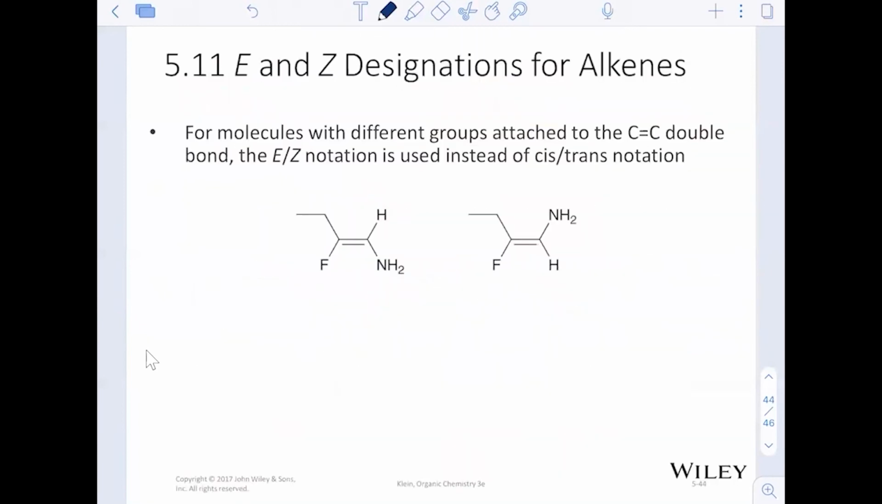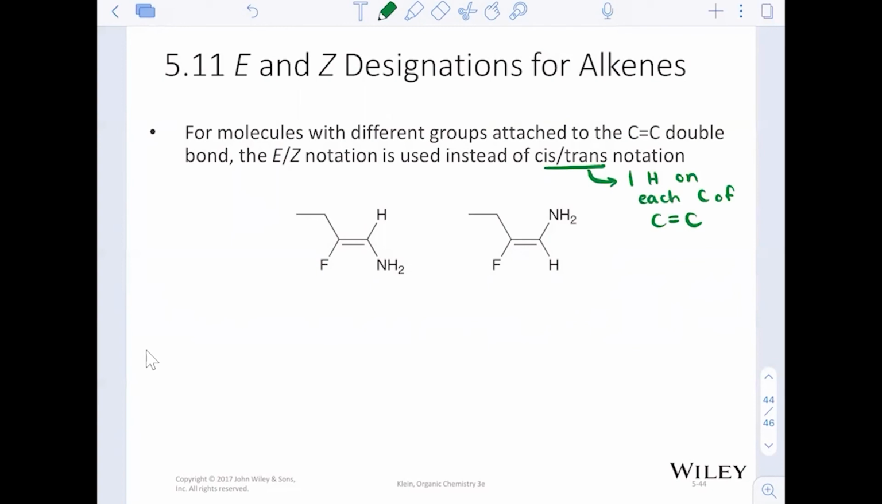Excellent. Now, I hinted toward this at the very beginning of this chapter. For some molecules, cis and trans for a carbon-carbon double bond is inappropriate. It doesn't work because cis and trans is only if you have one hydrogen on each carbon of the carbon-carbon double bond. If you do not have 2 hydrogens in the molecule, one on each side, then you can't use cis and trans. What you do have to use is the E and Z notation.